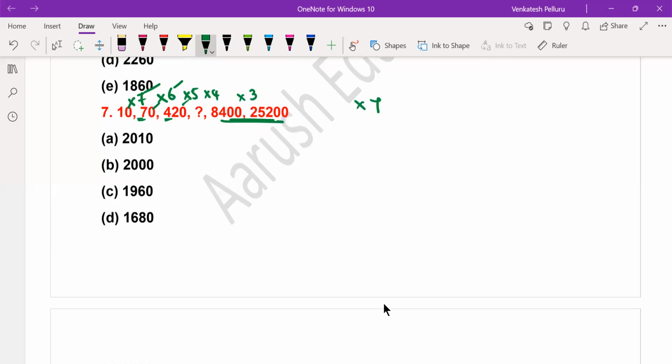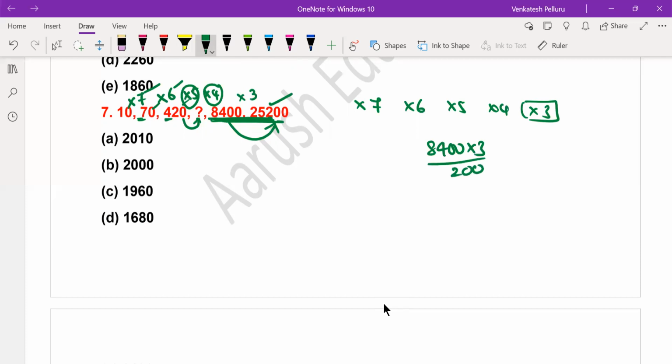So I am saying into 7, then into 6, then 5, then 4, then 3. So I will cross check whether 8400 into 3 is 25200. Suppose this becomes correct, then my logic holds good, and I can get the answer by multiplying with 5, and then that answer when multiplied by 4 should give me 8400. I hope that is understood. Now I will cross check: multiply 8400 with 3. 3 zeros are 0, 3 4s are 12, 3 8s are 24 plus 1, 25. Perfect, right? You got the same value. Hence my logic is right.